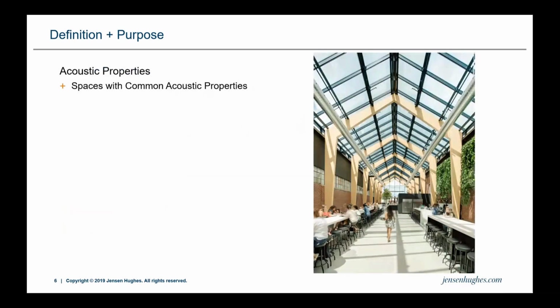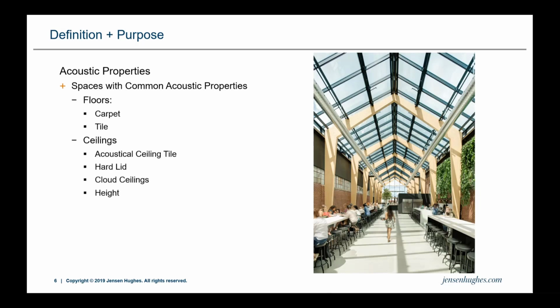Now, every space has acoustic properties. So what we're trying to do is group those spaces that have common acoustic properties. Well, of course, it's the physical construction that determines the acoustic properties of a space. So we start with floors, right? Floors may have tile, they may have carpet, but usually they're very hard, reflective surfaces. You can see that in the picture. This is just a concrete floor, a very hard reflective surface that affects how sound moves within the space.